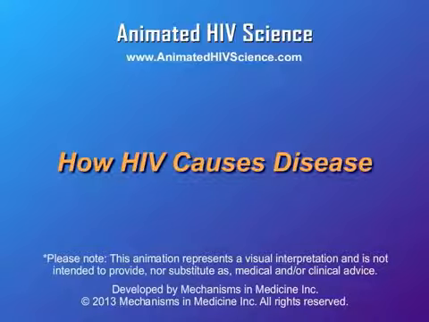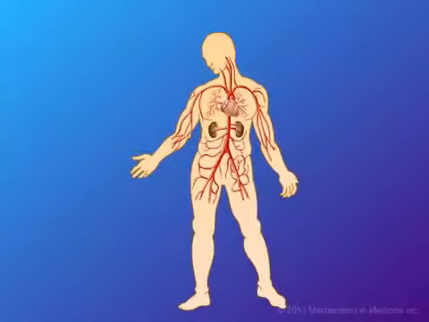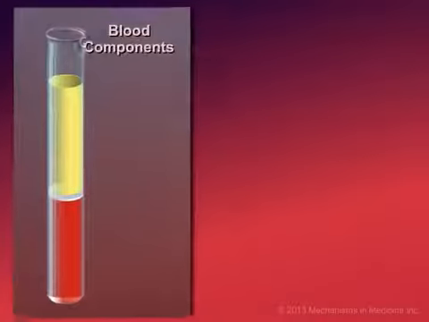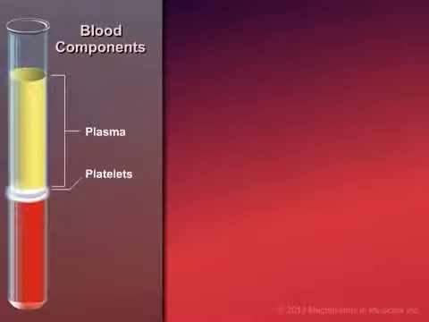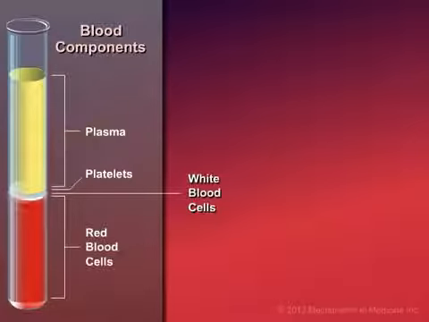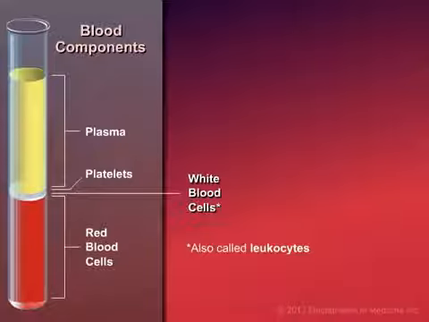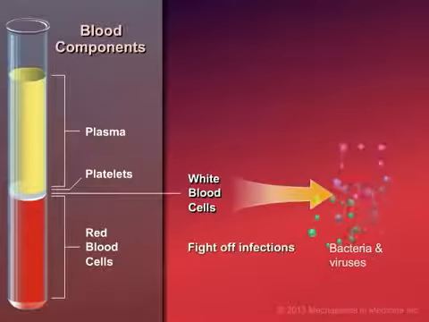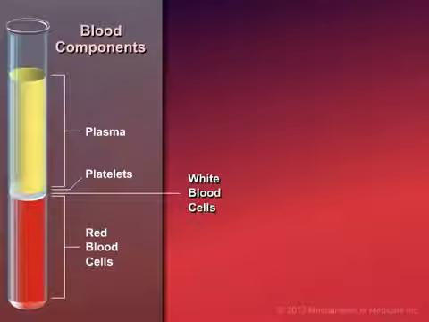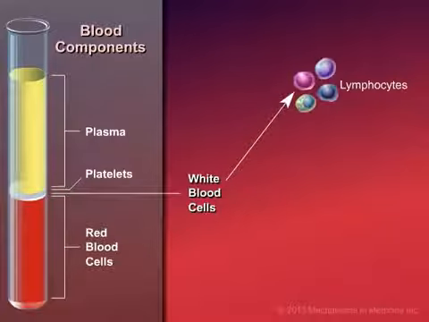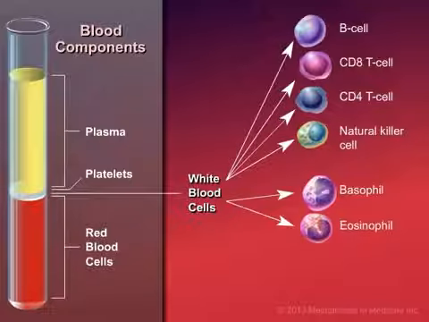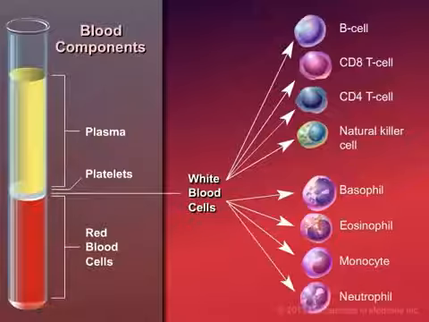How HIV causes disease. Blood plays an important role in the body's immune system defense against germs and microorganisms, and is composed of plasma, platelets, red blood cells, and white blood cells. White blood cells, also called leukocytes, constitute the main part of the immune system, protecting the body against disease-causing organisms and fighting off infection. There are 5 major types of white blood cells: lymphocytes, or B cells and T cells, basophils, eosinophils, monocytes, and neutrophils.